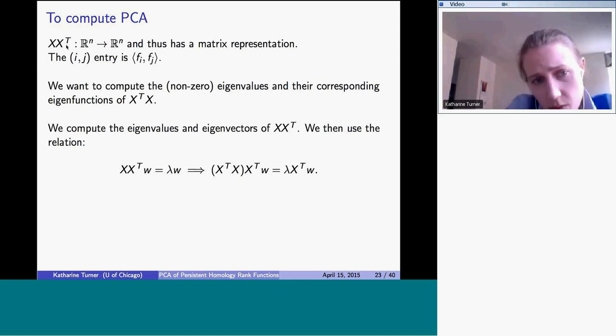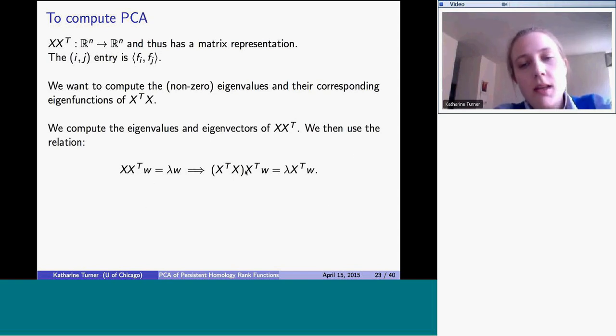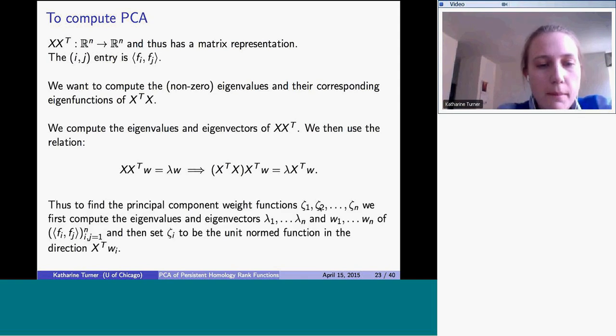So we just have to relate the eigenvalues and eigenvectors. So there's a relationship between these things where the non-zero eigenvalues of one and the non-zero eigenvalues of the other are the same, and we can figure out the corresponding eigenvectors just by multiplying by X transpose. So we can find the eigenvectors and eigenvalues of X X transpose and then find the appropriate principal component weight functions by taking the appropriate linear combinations of our sample f_i.